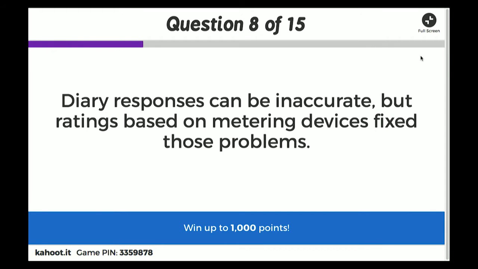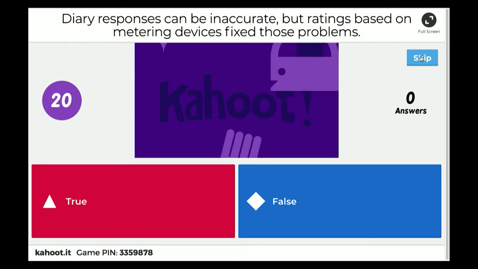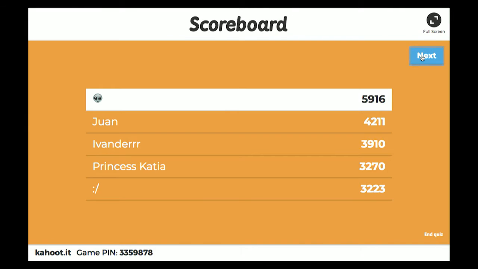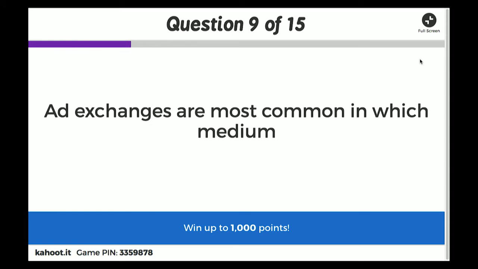Question 8, diary responses can be inaccurate, but ratings based on metering devices fixed all those problems. Is that true? Are we now without problems? All right, false. The majority got it. Nielsen still has plenty of headaches, even with the PPM. Even if you don't need to remember what you were listening to, there's still plenty of problems, as we said.